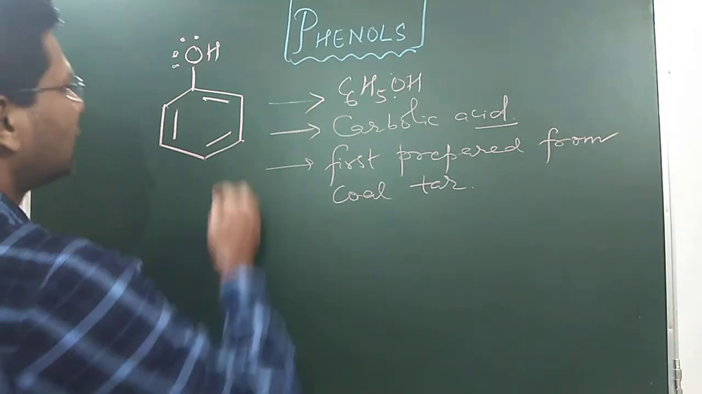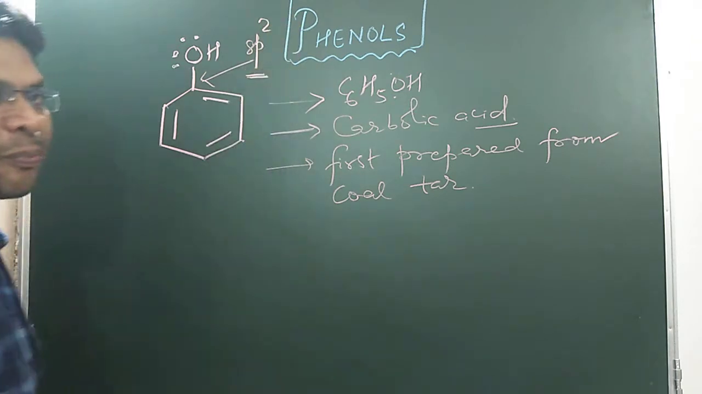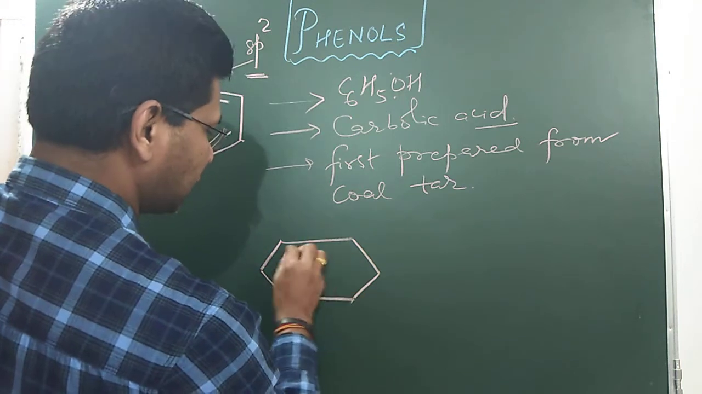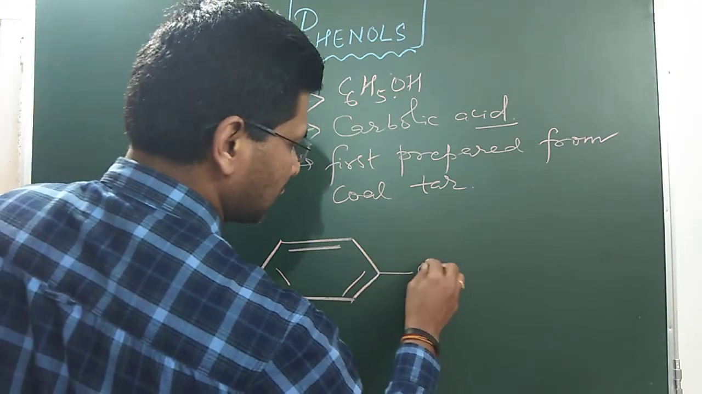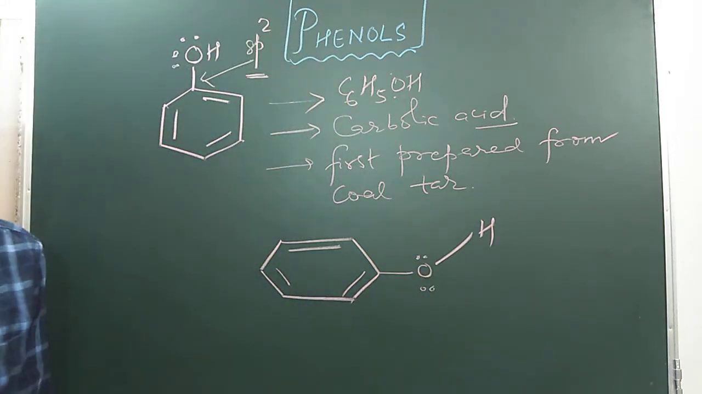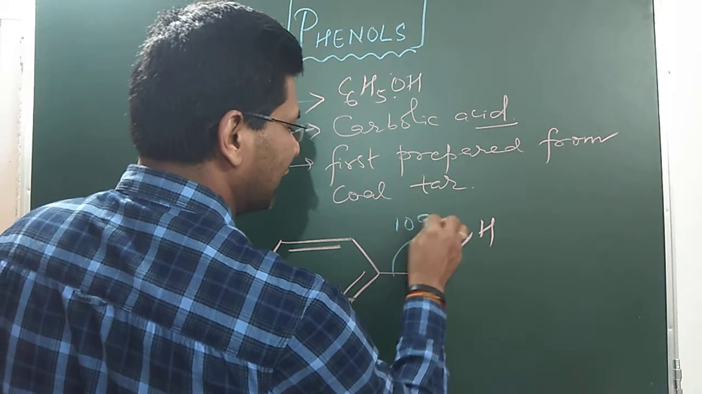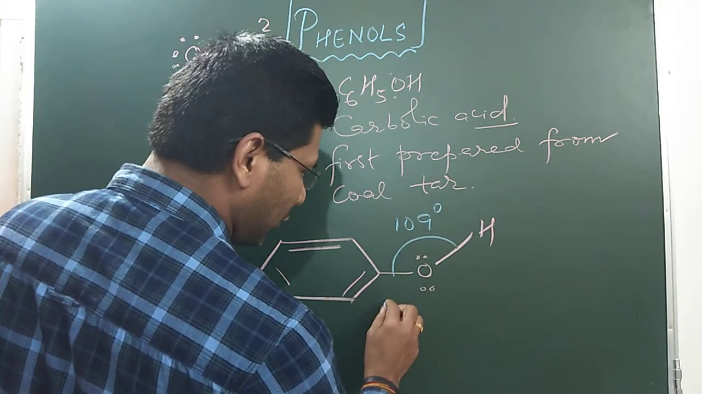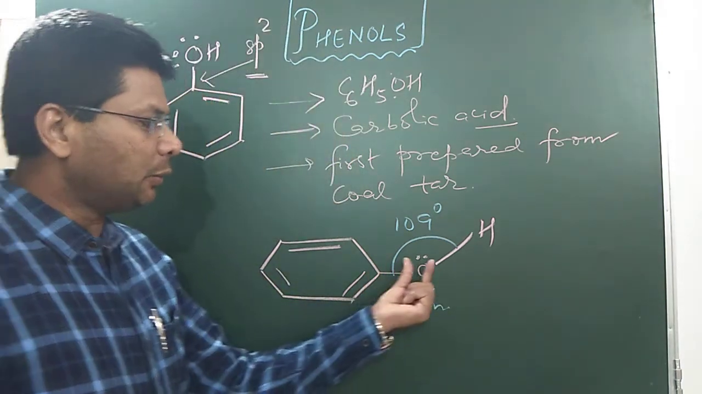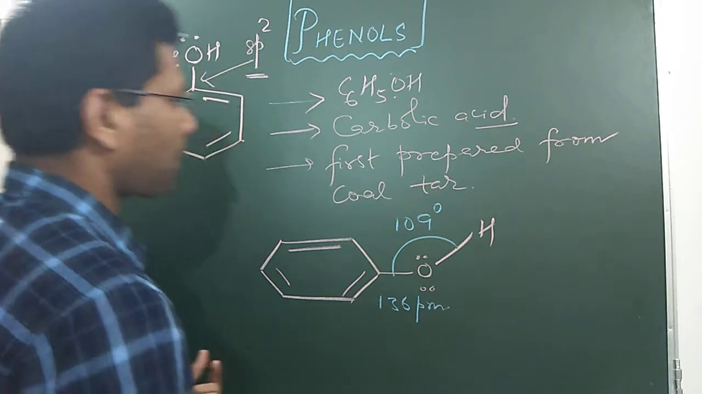If we see the hybridization of the carbon to which the OH group is attached, it is sp2. If we see the structure of this, then the C-O-H bond angle is 109 degrees and the carbon-oxygen bond length is 136 picometer. Due to resonance, the bond length decreases.